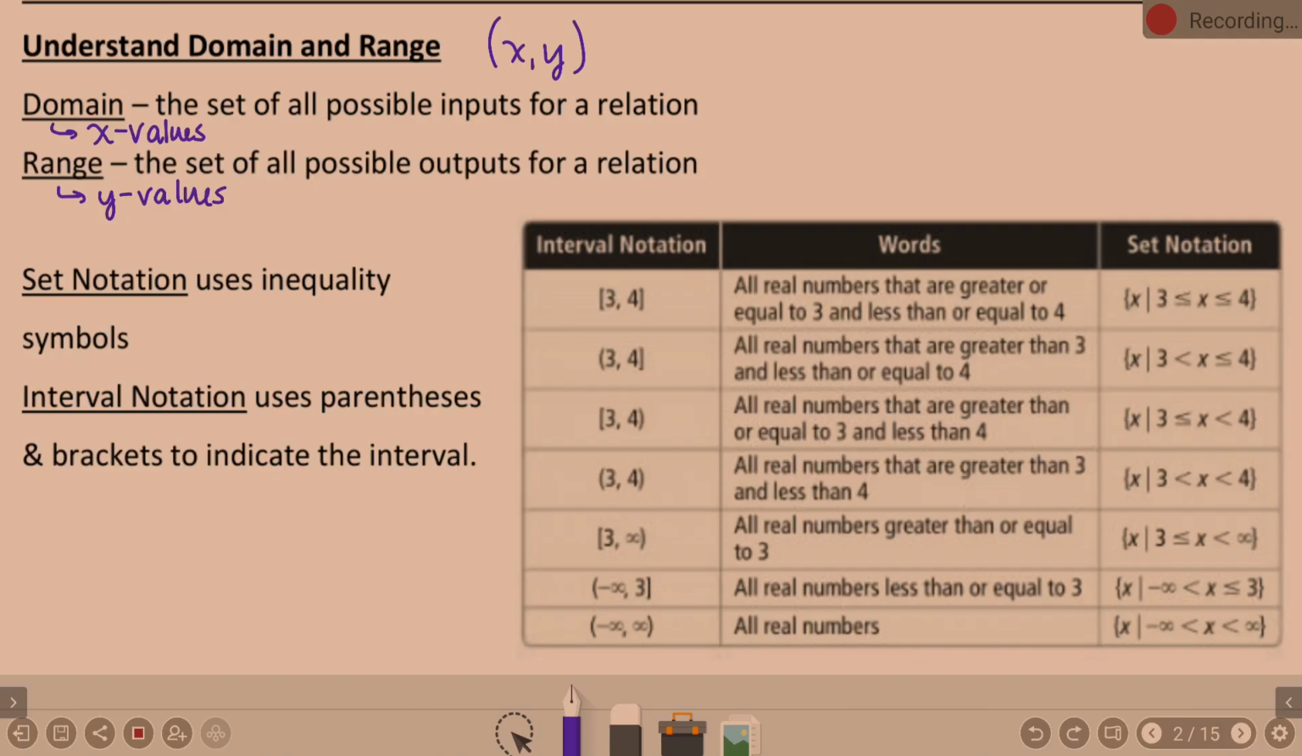Okay, so when we get to the next page, we are going to look at some graphs and talk about domain and range and exactly what that means. Another chart here just to familiarize you and give you some examples. We're going to talk about two ways to express answers. Okay, we're going to talk about set notation, which uses inequality symbols. When we talk about inequality symbols, the less than, the greater than, those are the symbols you already know, right? So we're going to be talking about this.